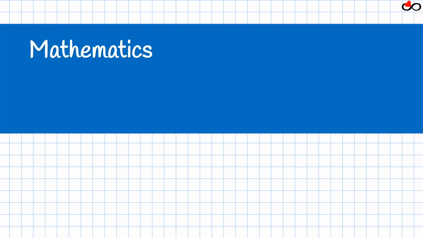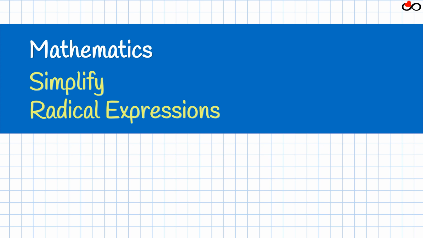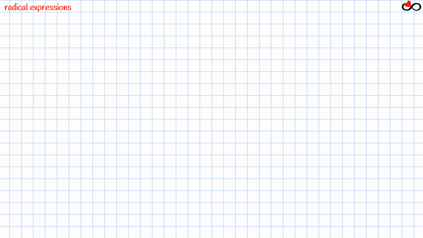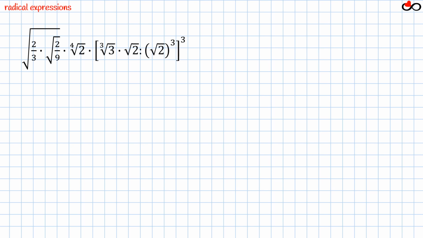In this mathematics lesson we simplify a radical expression. We consider the following expression. We rewrite the expression. Now, we analyze the first radical.